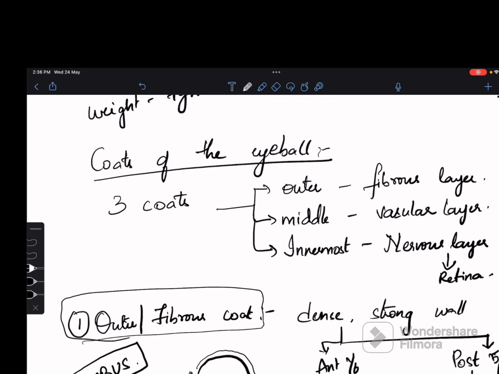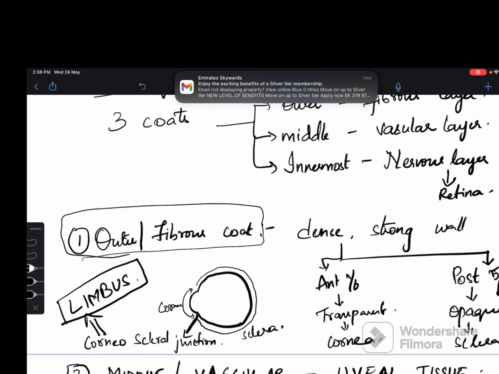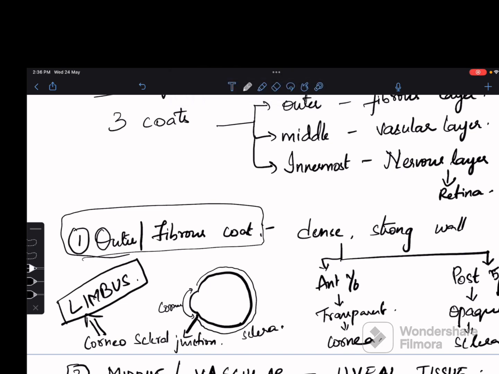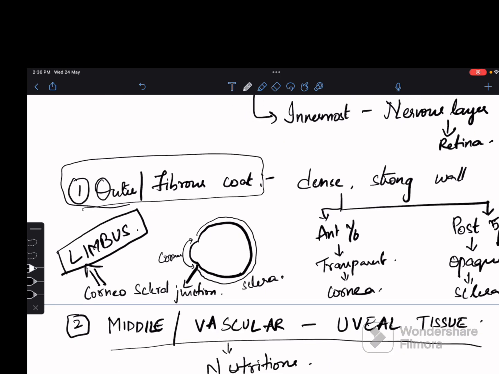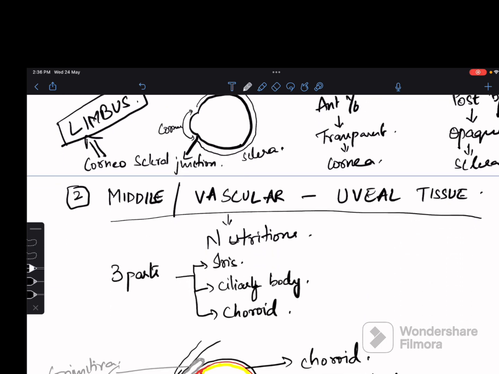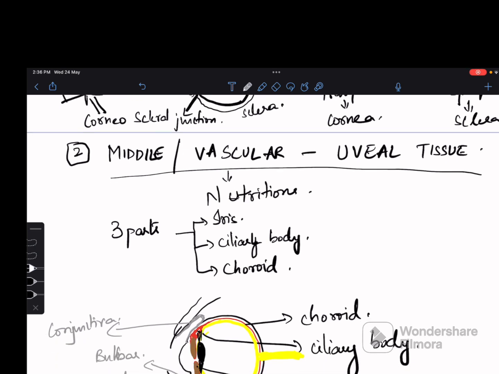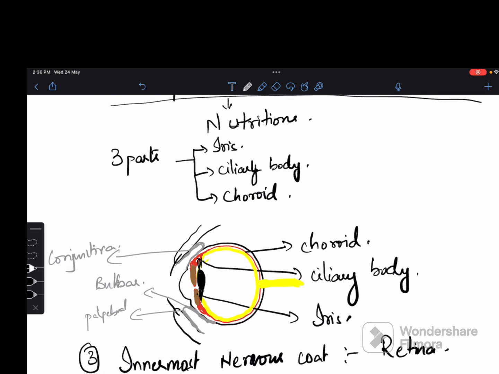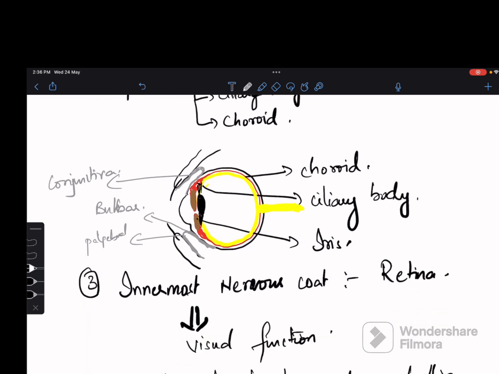You have three coats: the outer fibrous layer, the middle vascular layer, and the innermost nervous layer. The outer fibrous coat is dense and strong. It is divided into an anterior 1/6 transparent cornea and a posterior 5/6 opaque sclera. The junction between the cornea and sclera is the corneoscleral junction, otherwise called the limbus. The middle vascular coat, or the uveal tissue, is concerned with the nutrition of the eyeball. It has three parts: the iris, the ciliary body, and the choroid. The last and innermost nervous coat is your retina, which is concerned with your visual function.